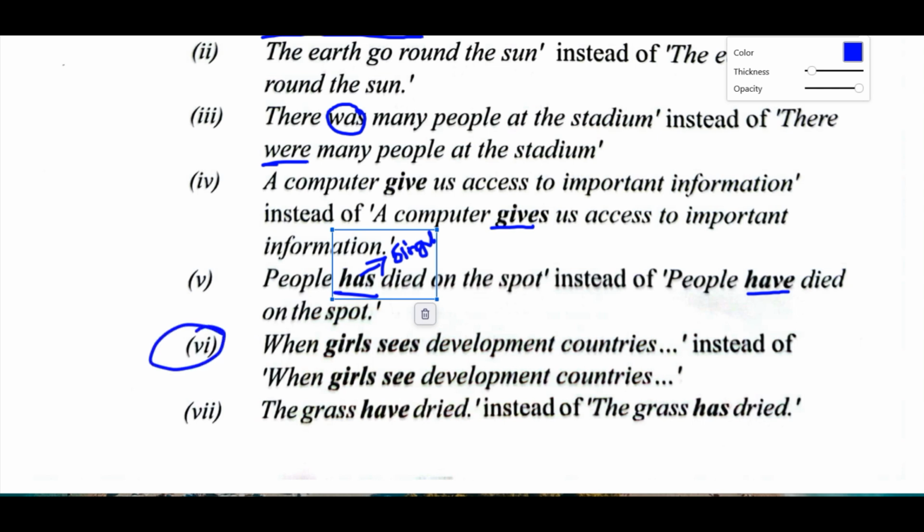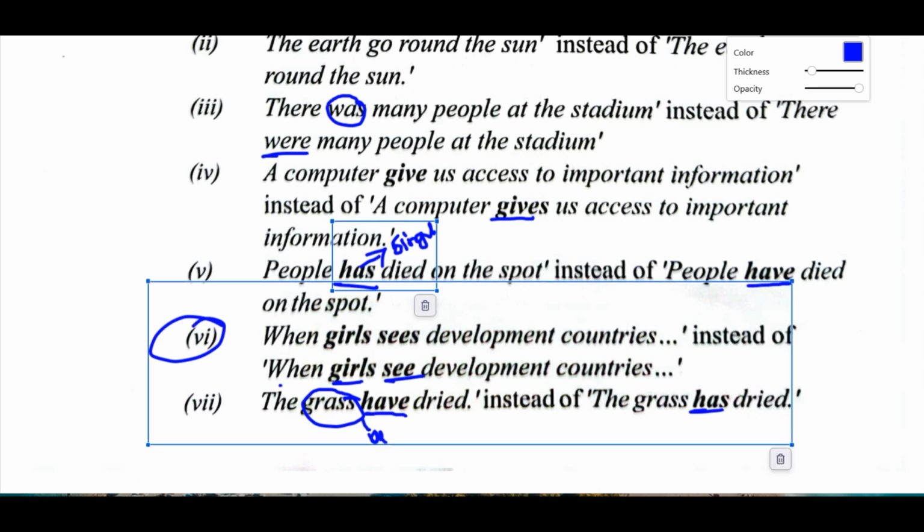Then we have this one. "When girls sees development countries," instead of "when girls see development countries." "The grass have dried." So the grass, this one is, we can say uncountable. So since it's uncountable, we are supposed to use singular. So instead of using "have," we are supposed to use "has." So make sure you take note of that.